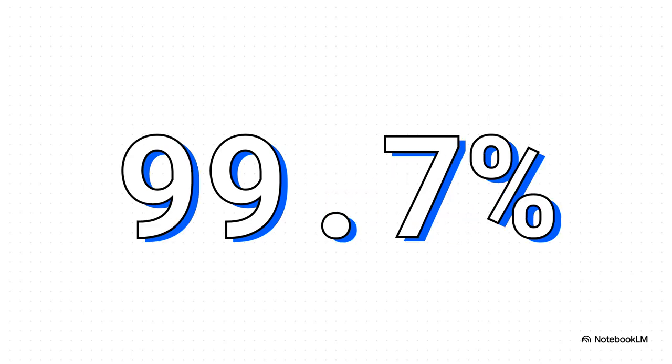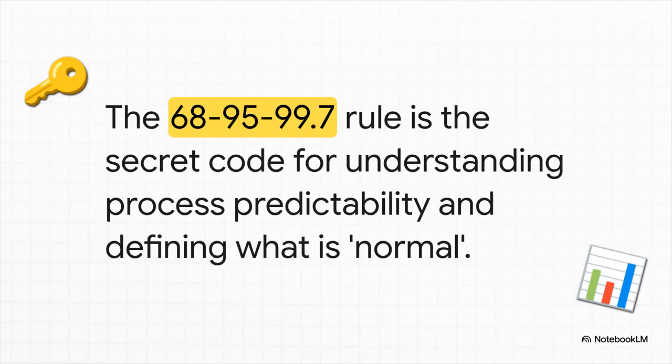And if we go out one more step to 3 standard deviations, we capture a staggering 99.7% of pretty much everything. That means 997 out of 1,000 outcomes will be in this range. A data point outside of this is incredibly rare. That is, if the process is stable and predictable. This whole 68, 95, 99.7 thing, it's like our secret code. It gives us a statistical framework to define what's normal for any given process.